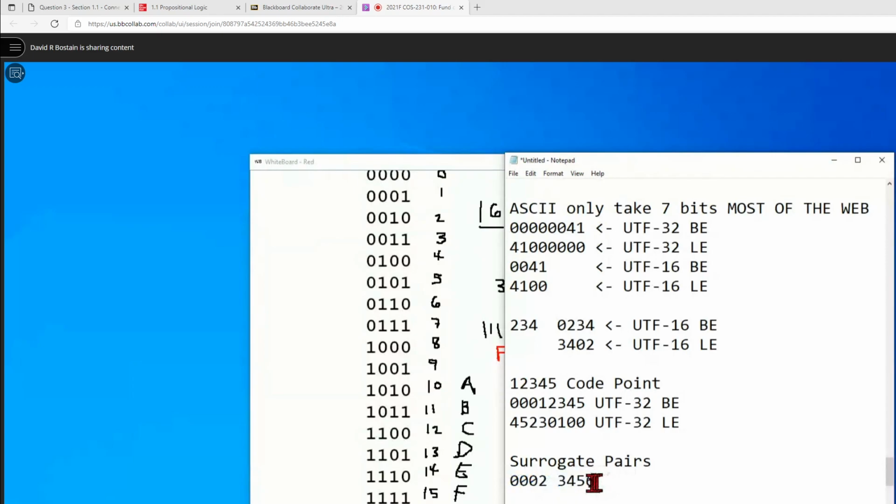So what we're going to do is have an algorithm which is basically going to generate 10 bits of data from the left half of the 20-bit number and from the right half of the 20-bit number. And we're going to combine them with two numbers. One number is D800, which is called the high surrogate. The other is DC00, which is called the low surrogate.